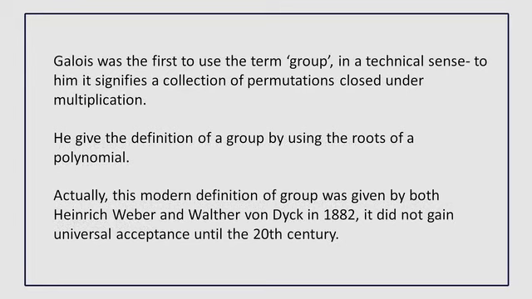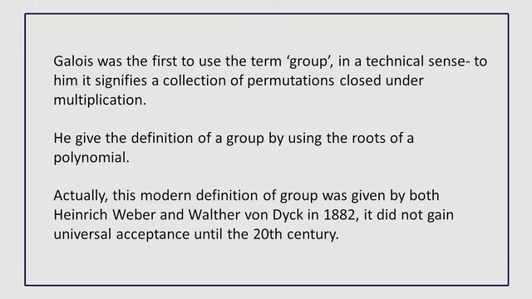Group theory was first introduced by Galois. Galois used the term group in a technical sense. He wanted to study the roots of a polynomial, and he showed that the roots of an n-degree polynomial, if it has some roots, then these roots satisfy some permutation properties. He gave the definition of a group by using the roots of a polynomial.